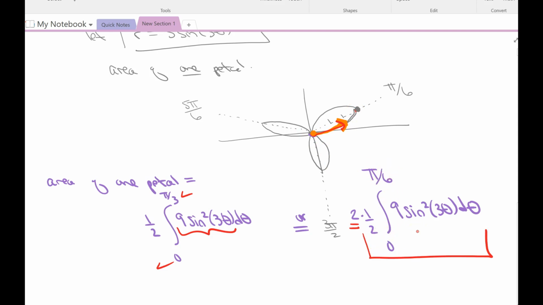So either of these are fine, okay? And obviously you could simplify 2 times 1/2, all right?